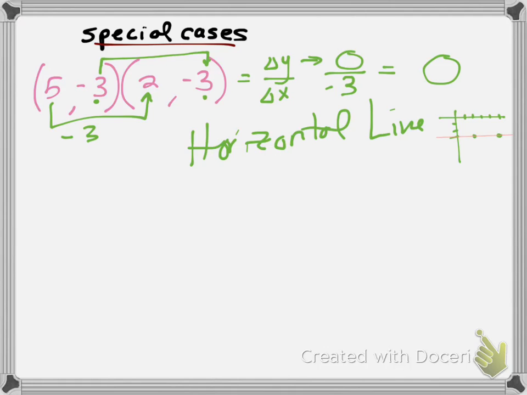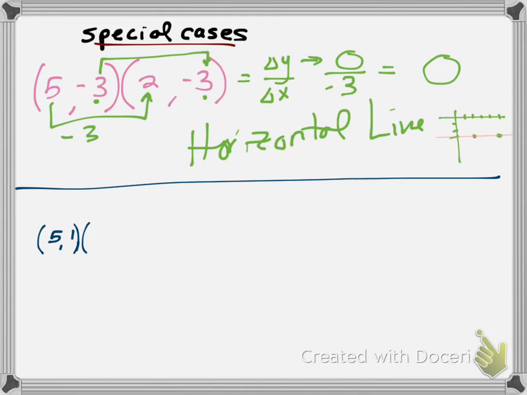So let's jump into example number 2 and special case number 2. And maybe you can predict it, maybe you can't. 5, 1. 5, 5. So again, nothing crazy here, pretty simple numbers. 1 to 5 is up 4. 5 to 5 is over 0. So my slope, a lot of people say that's 0 or say it's 4. The actual answer is undefined.